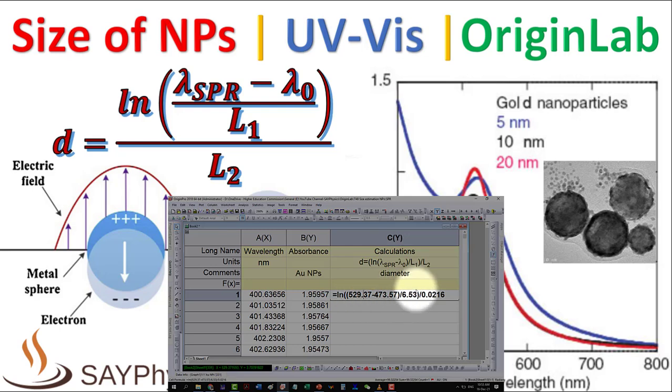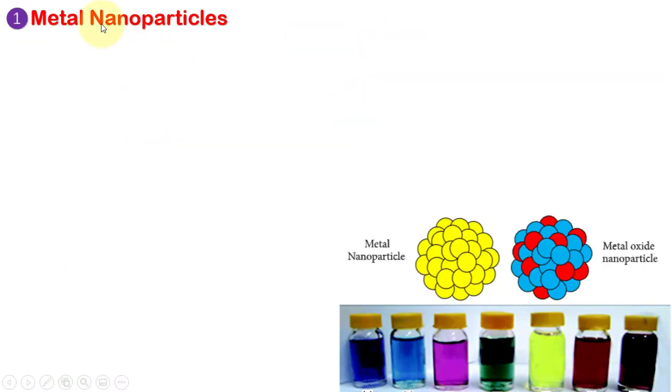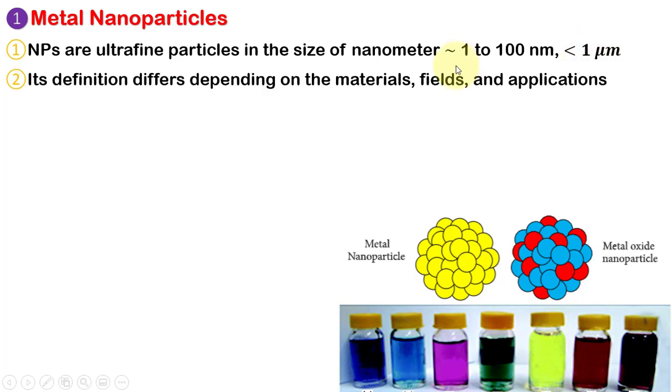In this video, we will discuss how to estimate the size of nanoparticles from their UV-Vis absorbance data in Origin. First, we will talk a little about the metal nanoparticles. Nanoparticles are ultrafine particles in the size of nanometer, which are generally in the range 1 to 100 nanometer, however less than the submicron particles. The definition of nanoparticles differs depending on the materials, field, and applications concerned.